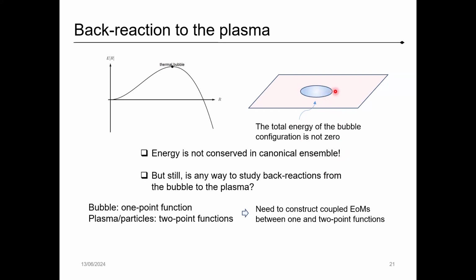Maybe these backreaction effects are very small, but I can imagine that if the phase transition strength alpha becomes larger and larger, and the vacuum energy part, the scalar field energy, plays a more and more important role, then probably the backreaction effects become important. I don't know. Now how to calculate the backreaction effects? The bubble is actually described by the one-point function, while the plasma or particles are described by two-point functions. So we need to construct coupled equations of motion between one- and two-point functions, and this can be perfectly done by the 2PI effective action.